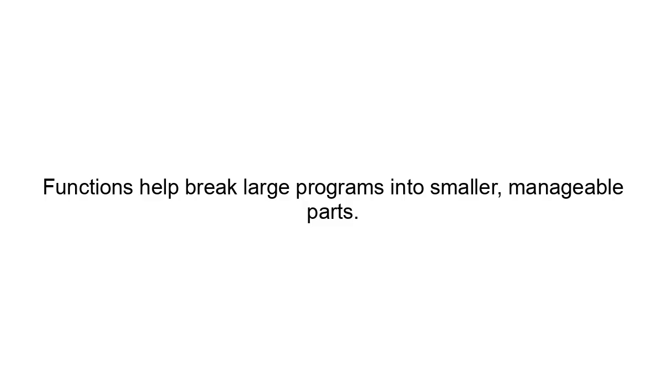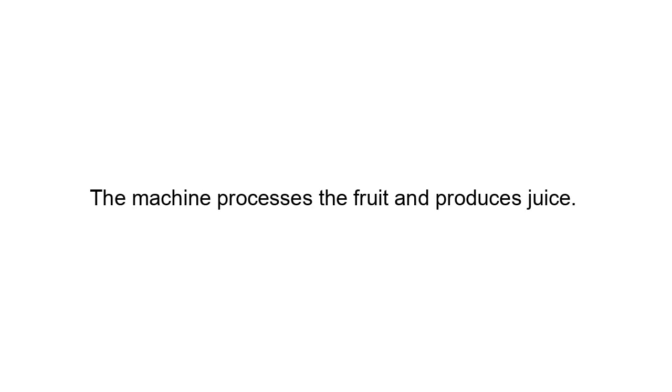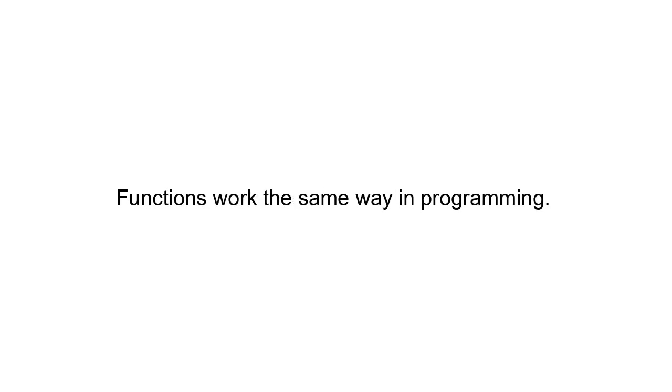Real-life example. Imagine a juice machine. You put fruits into the machine. Fruit goes in, machine, juice comes out. The machine processes the fruit and produces juice. Functions work the same way in programming. They take input, perform operations, and produce output.